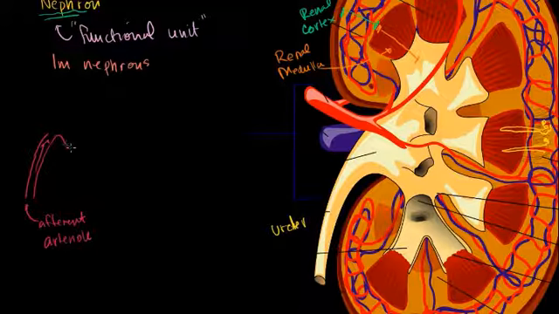Arteriole. Blood is coming in. Then it goes into this big windy place, and it really winds around like that. This is called the glomerulus. This is the glomerulus.